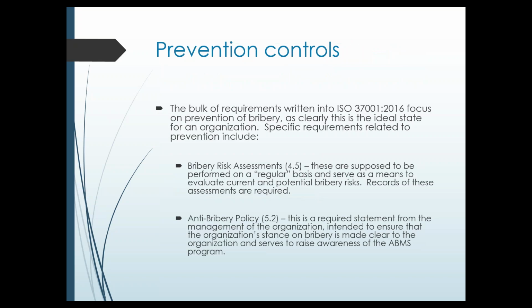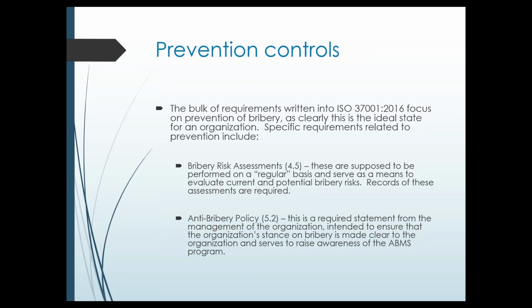Now, the bulk of the requirements that were written focus on prevention. And obviously, that is the ideal state. We want to be able to prevent incidents of bribery before they occur. So we begin with section 4.5, where they talk about bribery risk assessments. Now, these are supposed to be done on a regular basis, and they're supposed to be a look across. You can think of these as reviewing what's going on within the organization and trying to identify current and potential bribery risks. Now, records of these are supposed to be maintained, similar to management review requirements.